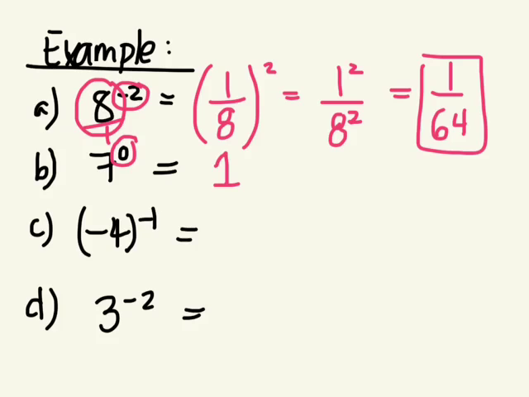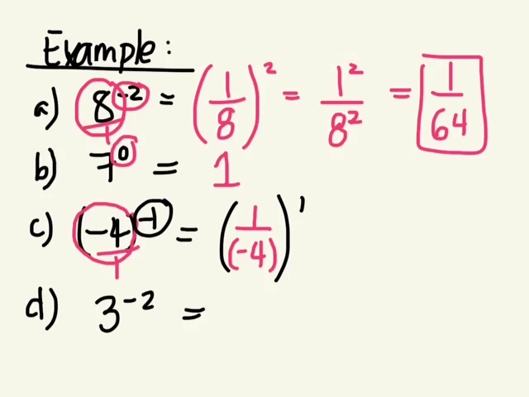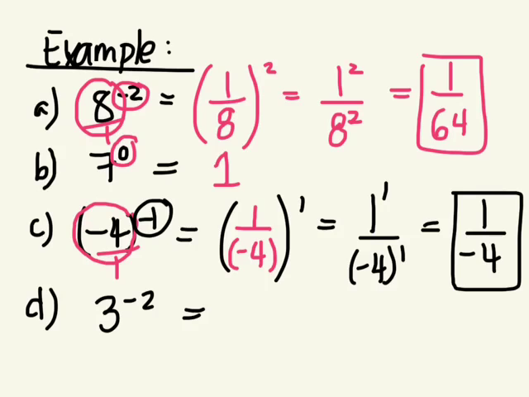C, what's the base? Negative 4. What's the reciprocal of negative 4 over 1? 1 over negative 4. Good. All of this is to the power of positive 1, right? So it becomes 1 to the power of 1 over negative 4 to the power of 1. The base stays. What's negative 4 written once? Negative 4. Your answer is 1 divided by negative 4, or negative 1 quarter. Okay, that's the answer for that one.